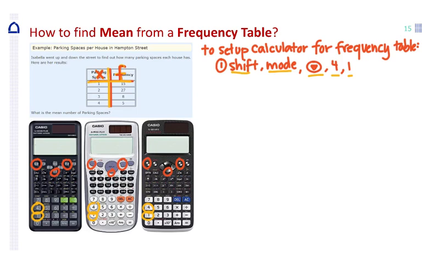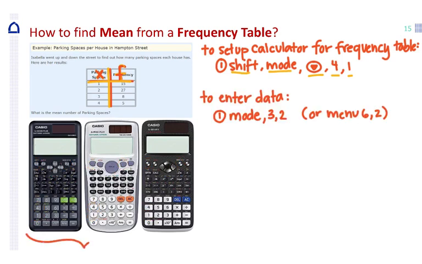So now, if you want to enter this data into your calculator, here are the steps. For the first 2 types of calculators, these are the same. You'll press Mode 3.2. If you have this third calculator, you'll press Menu 6.2. Either way, you should see the x and frequency table like this. And that's where you just enter your data.